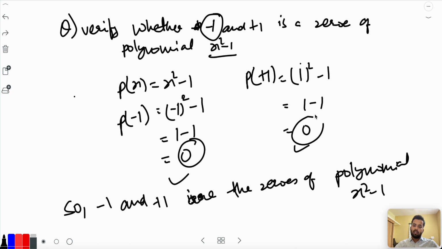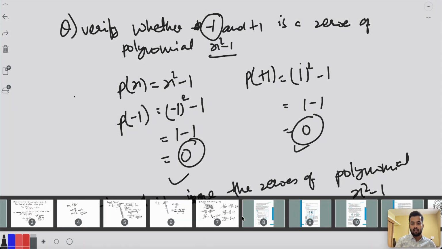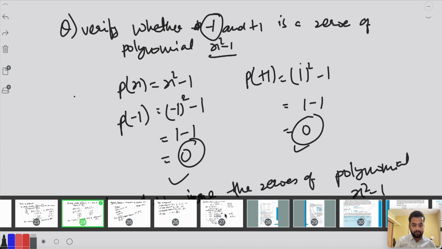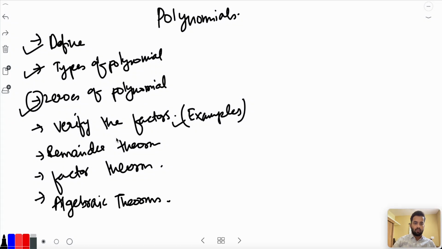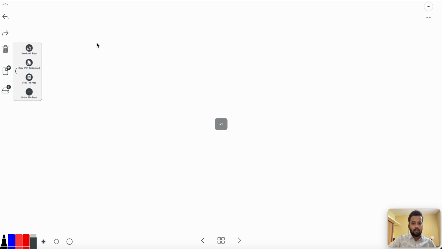If you are getting 0, then that is a zero of the polynomial. If you are getting anything other than 0, that is not a zero of that polynomial. That's all. From the topic name itself you can understand that for zeros, the answer should be 0. Otherwise it is not a zero of the polynomial. Is it okay? Understood? I believe you can understand, right? Let's take another example, or rather let's switch to the next topic. It's better. So now, verify the factors. Okay, fine. We'll do this now. Verify the factors. Now see, factors.